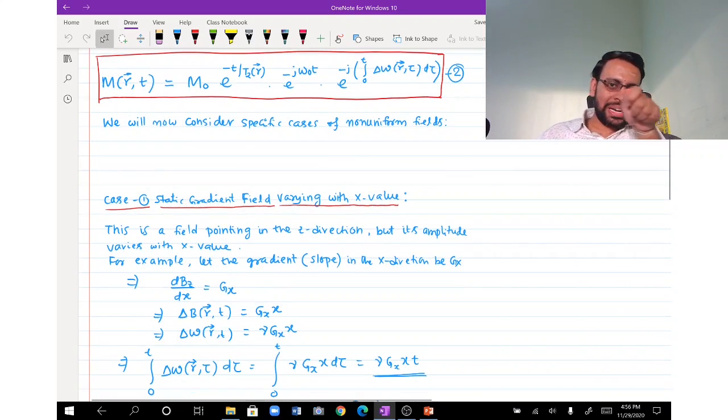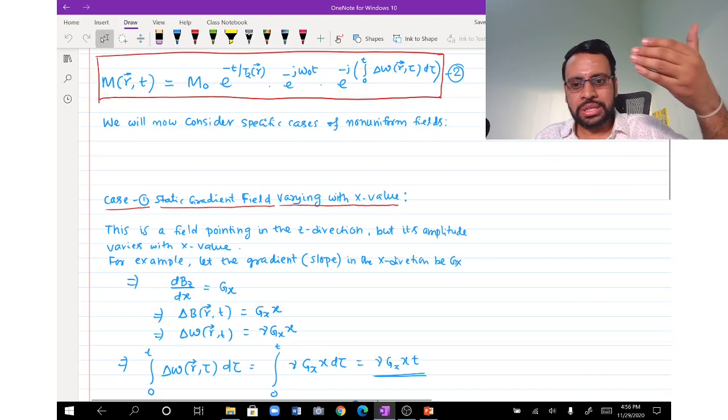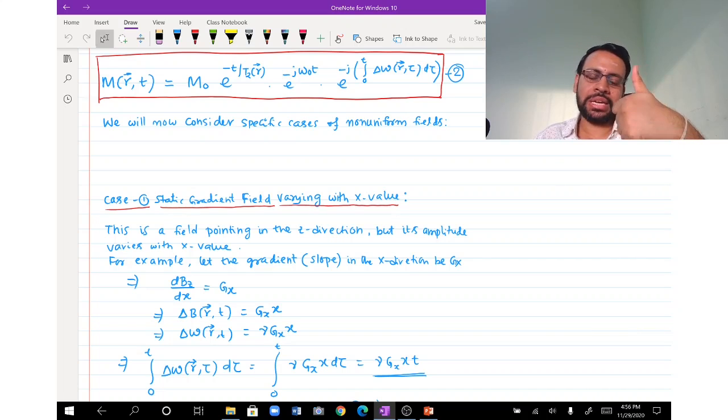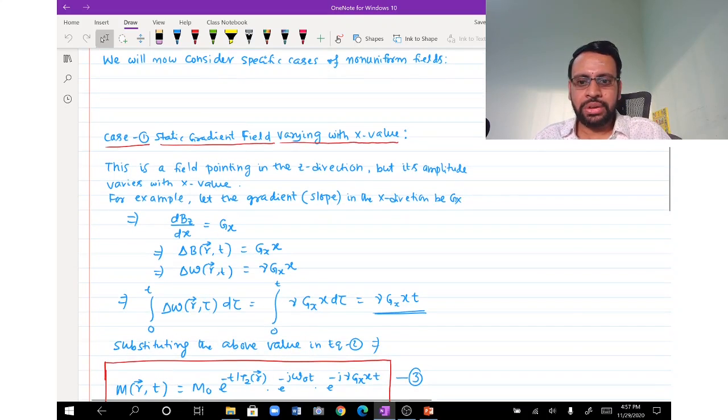As you move along the x-axis here, this magnitude you want varying with a gradient of gx, which means dBz by dx. Again remember, this Bz component could be dependent on x, y, z as well, although it is its amplitude we are talking about. The vector is directed towards the z direction only. So what we are saying here is dBz by dx equals gx. In other words, your delta b of r bar comma t is equal to gx times x.